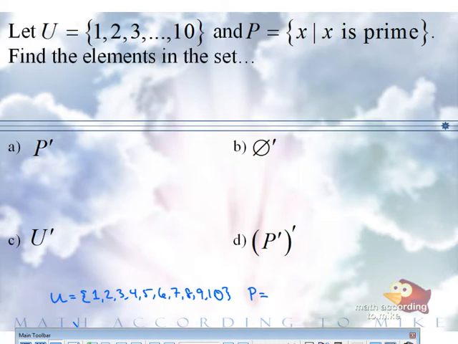Not 4, because 4 is 2 and 2. 2, 3, 5, 7, and period. 9 is 3 times 3. So 2, 3, 5, 7.